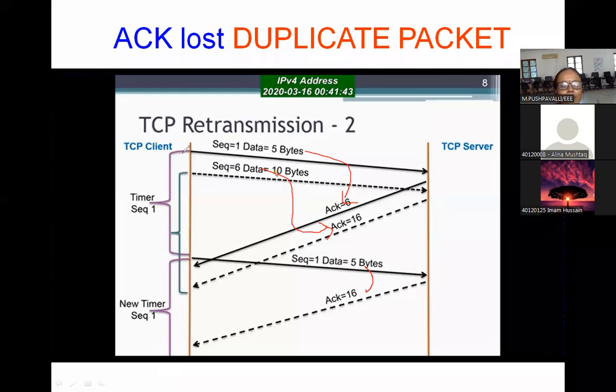Why? Because now my timer is here. This is my timer for sequence 1, and this is my new timer for sequence 1. Even though I have transmitted, if I have not received in a particular time period, I am retransmitting. But you have seen I received this before the time ends. That's why I told you that even when the RTO is too small, retransmission cases will come. This is one of those cases.